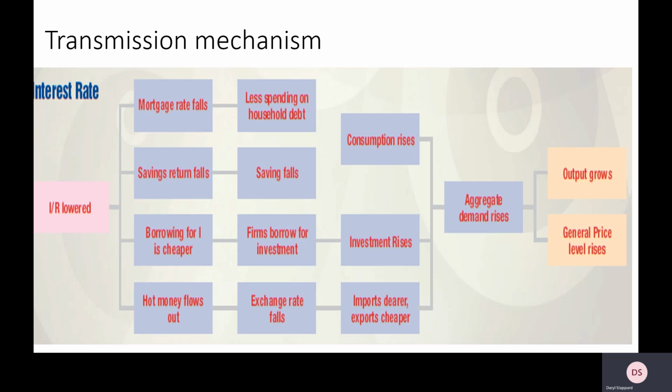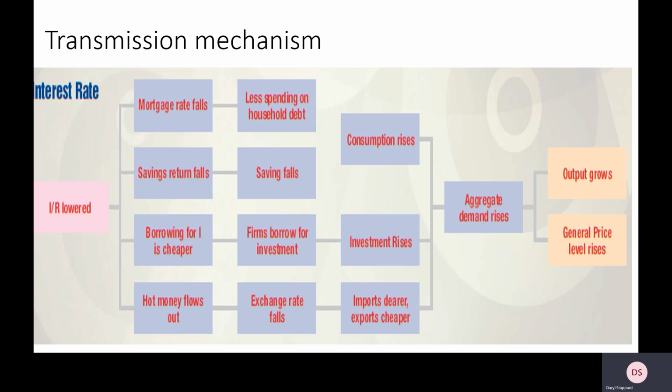Now, look what could happen in theory. If you lower interest rates, we're going to get a growth in consumption due to cheaper mortgages, less spending on debt, and less attractiveness of savings. We're also going to get an increase in investment because businesses can borrow at lower interest rates to fund investment. And if exports become cheaper, that could create export-led growth. And if imports become dearer, households might shift their demand towards more domestic goods and services.